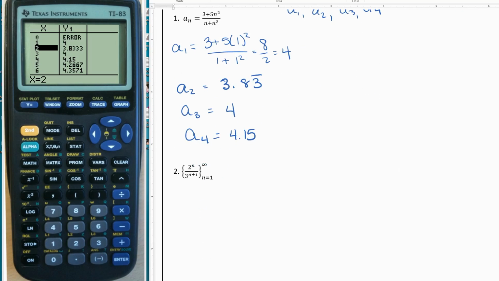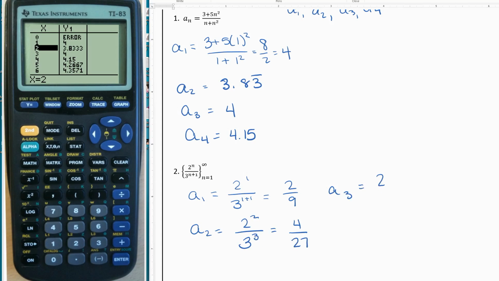Okay, if we do it here, so for a1, we would just plug in 1, so we'd have 2 to the first power over 3 to the 1 plus 1, which would be the second power, so we'd have 2 ninths. For a2, we would plug in 2, so we'd have 2 squared over 3 to the third power, so 4 over 27.